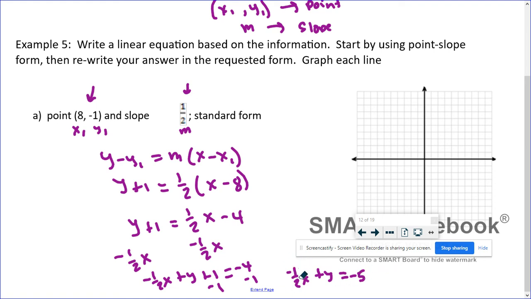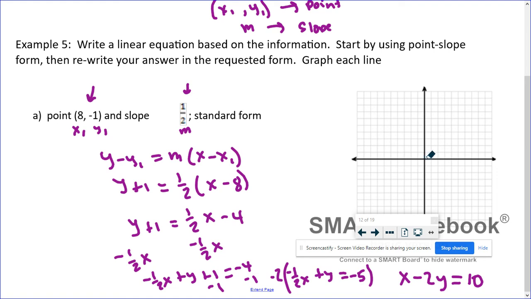Then remember the rule about the coefficients of x, y, and the constant: the a, b, and c have to be integers. Well, that's a fraction. An easy way to fix that is to multiply by 2. Actually, we want the a to be positive, so we'll multiply by negative 2. If I multiply that by negative 2, I need to multiply the coefficients of the other terms by negative 2 as well. So essentially, I'm going to multiply the entire equation, both sides, by negative 2. Negative 2 times negative 1/2 is 1, so now I just have x. Negative 2 times y is negative 2y. Negative 2 times negative 5 is 10.